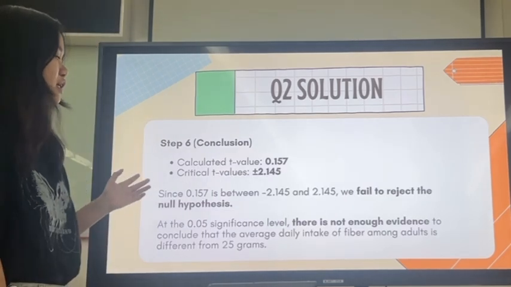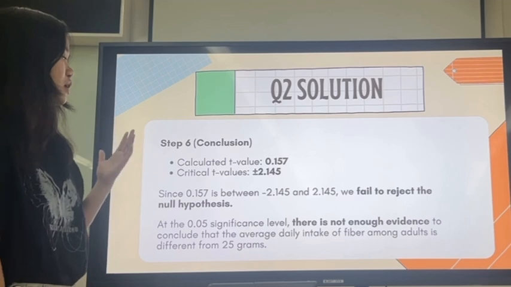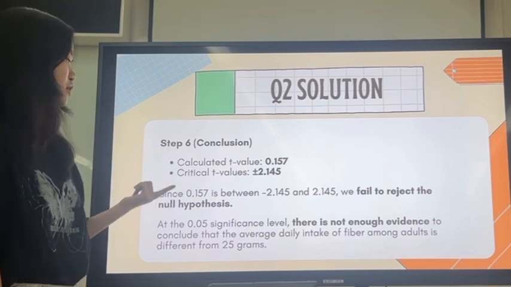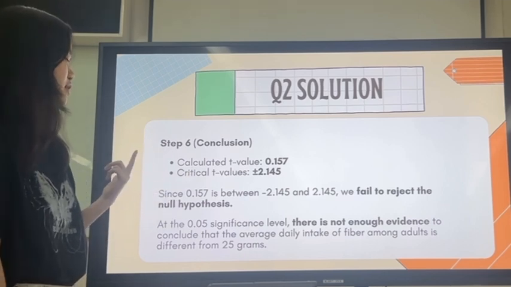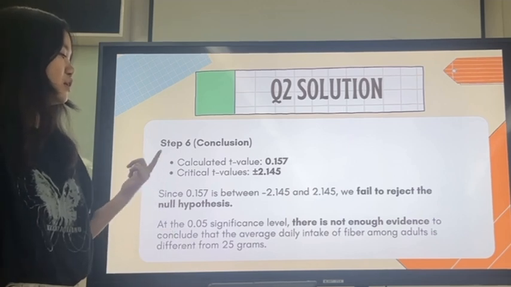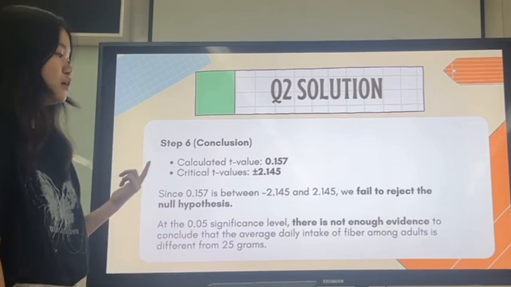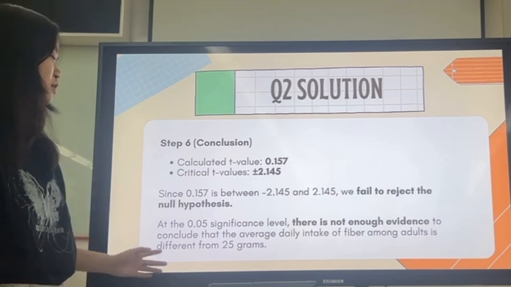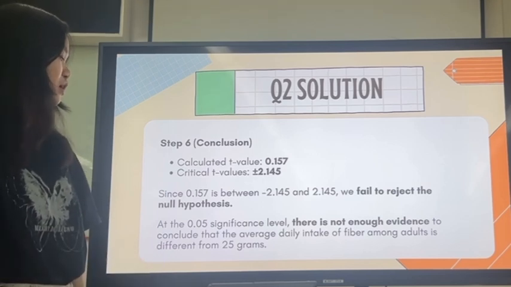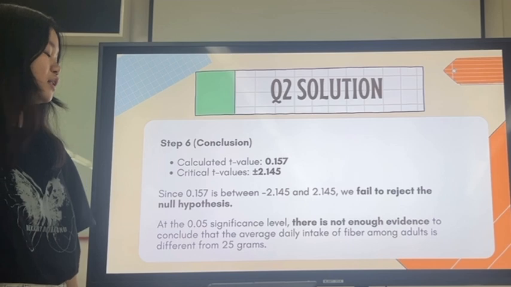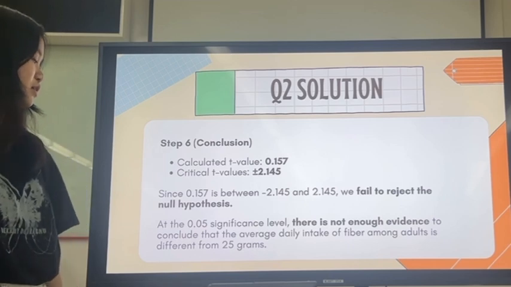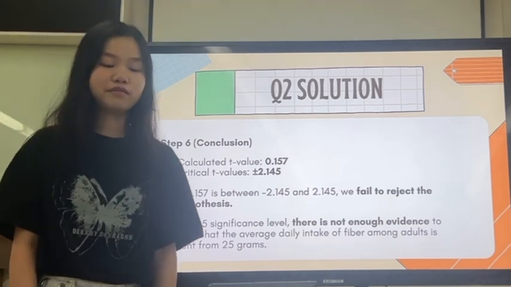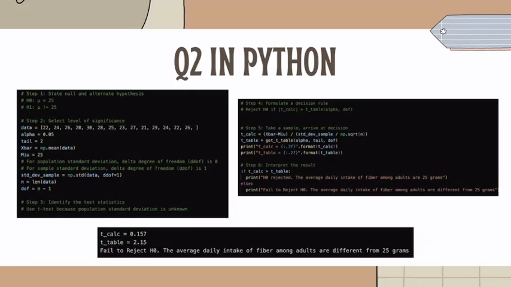And then the conclusion is, since we already have the calculated t-value and the critical t-value, we get to know that it's still in between the critical values, so we fail to reject the null hypothesis, and we can conclude that there is not enough evidence that the average daily intake of fiber among adults is different from 25 grams. This is the calculation with Python for question 2, and the result turns out to be the same.